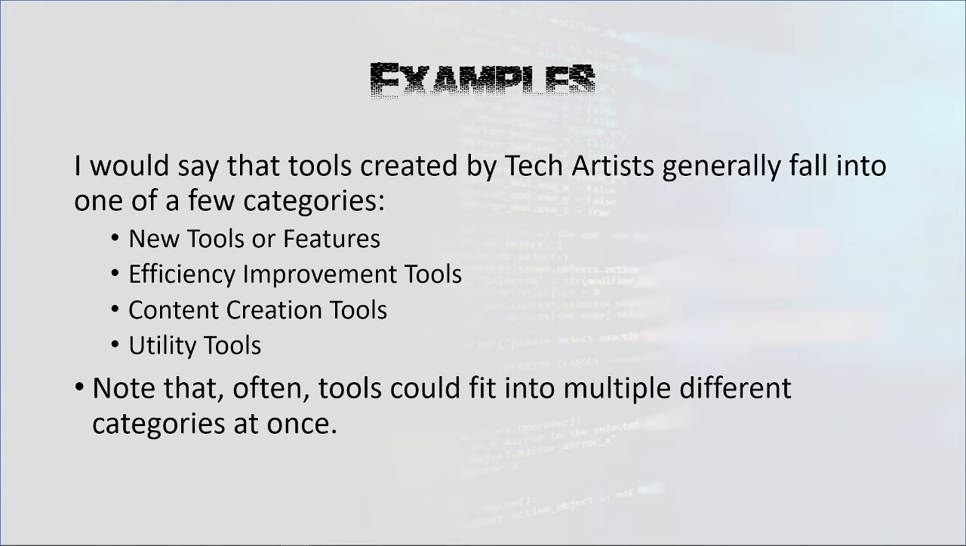Some examples of things created by tech artists generally fall into one of a few categories, and it's worth noting these are not by any means official categories. These are just categories that I've created based on different examples that I've seen, kind of grouped together. And it's also worth noting that oftentimes tools can fit into multiple different categories at once, but these categories are things like new tools and features, efficiency and improvement tools, content creation tools, and utility tools.